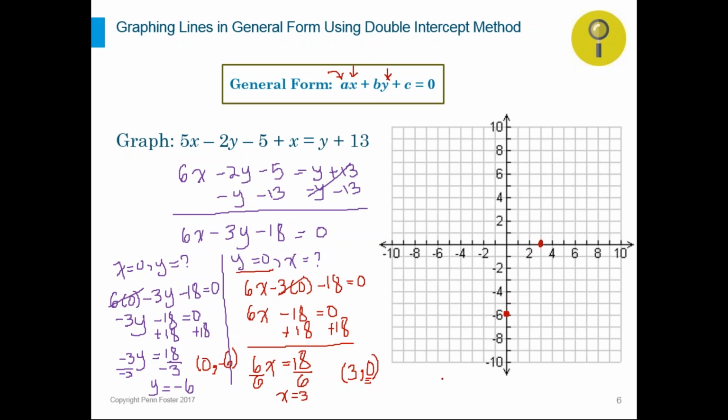And then connect the points. So that would be the graph of the line. I'm going to show you the graph right now. Here are the points, and here is the line. So we were able to use the given equation, change it to the general form, use the double intercept method, and plot 2 points and connect, and that would be the line.